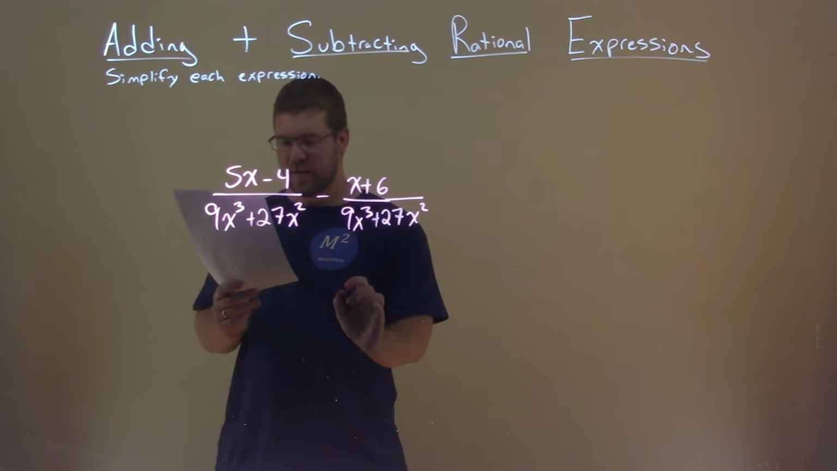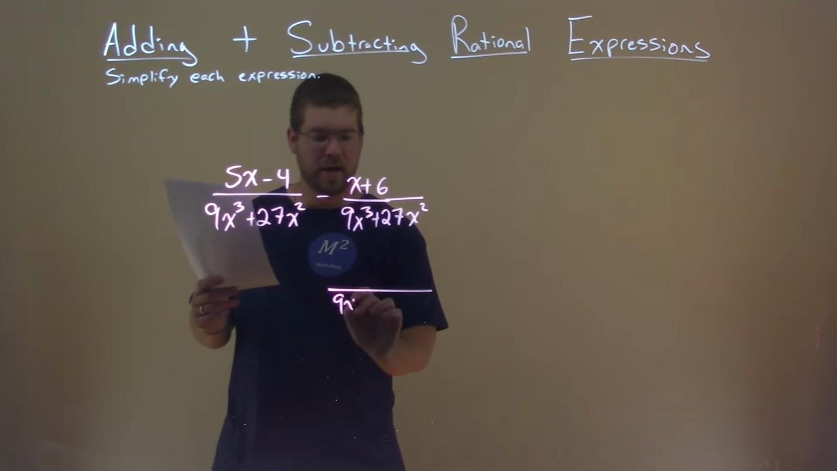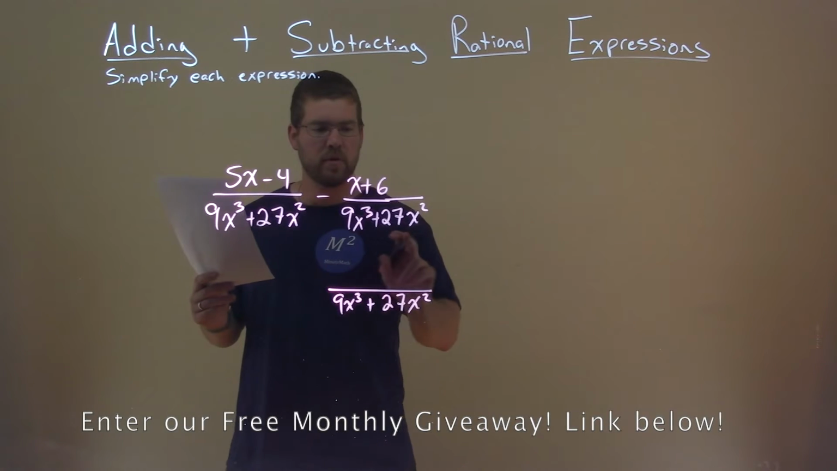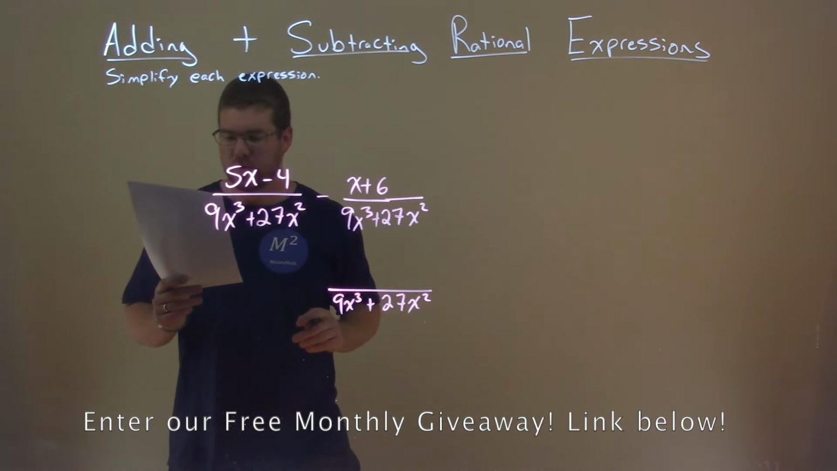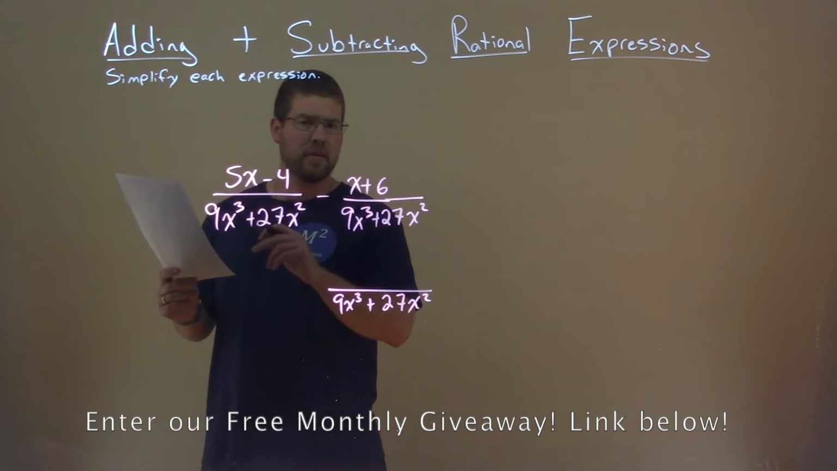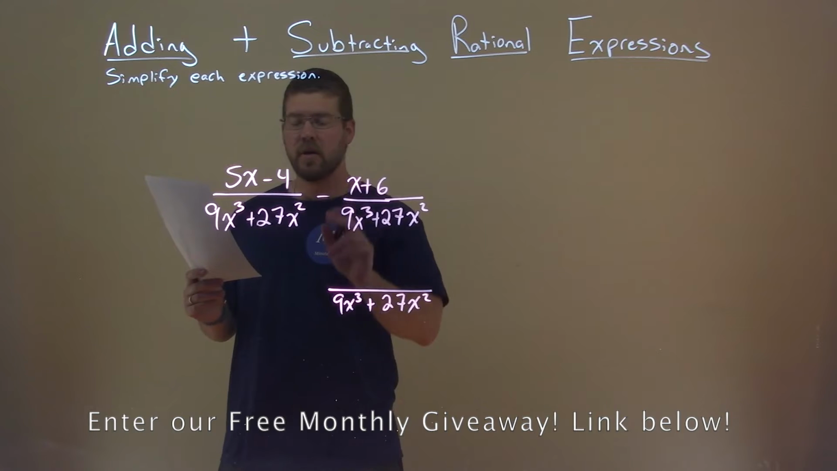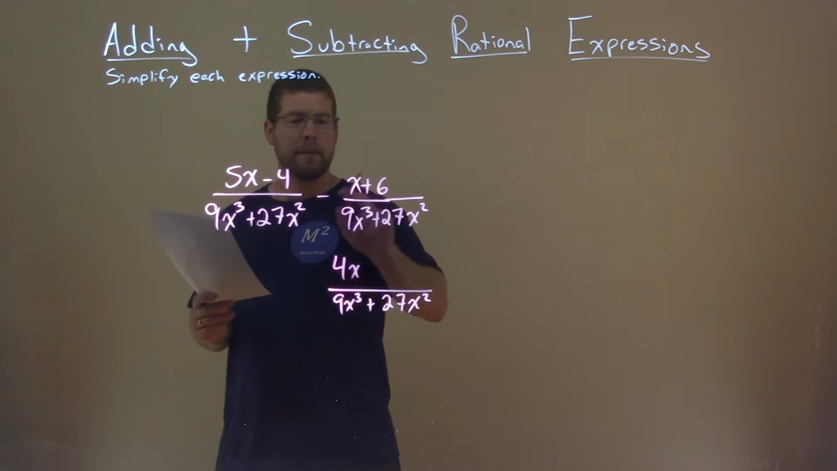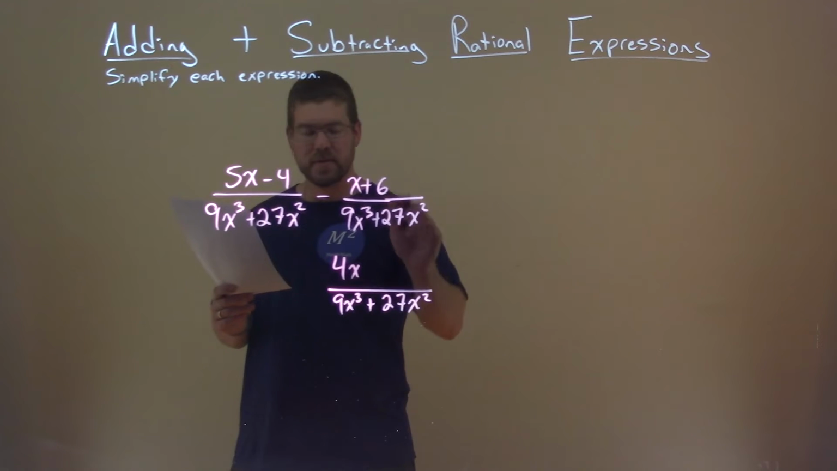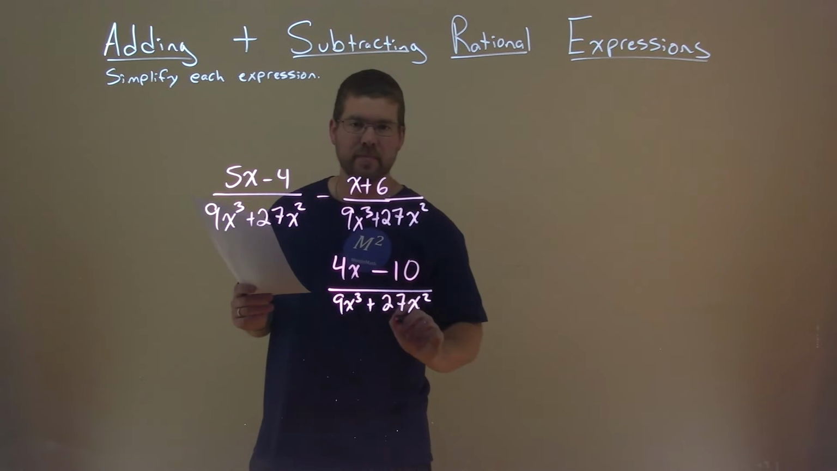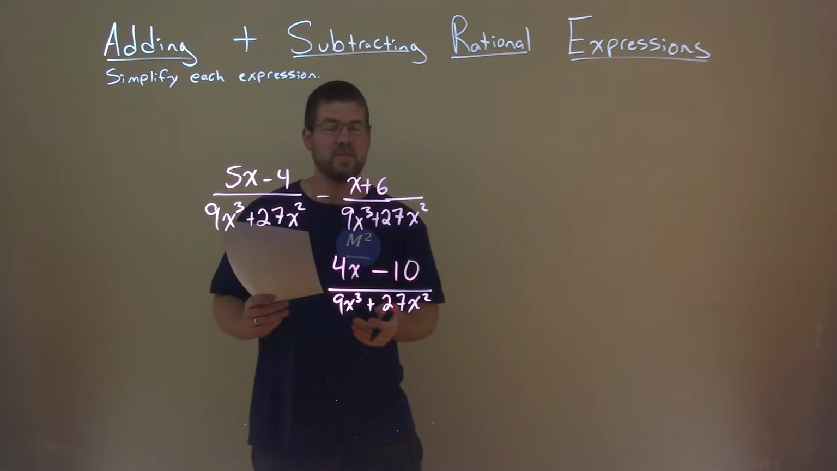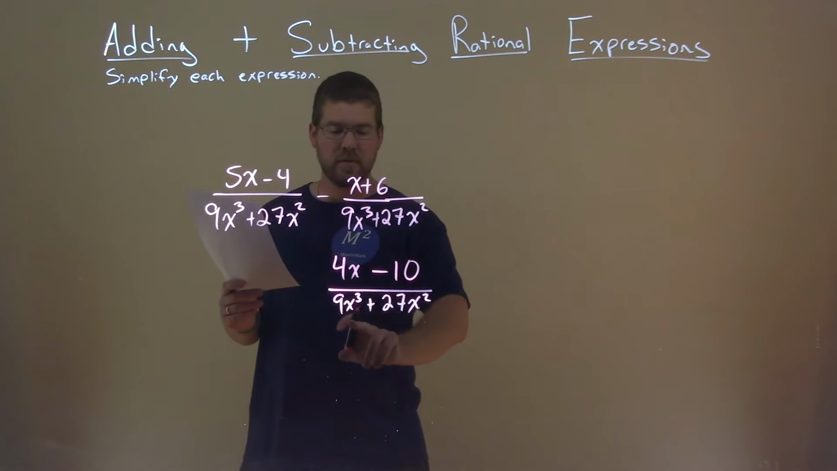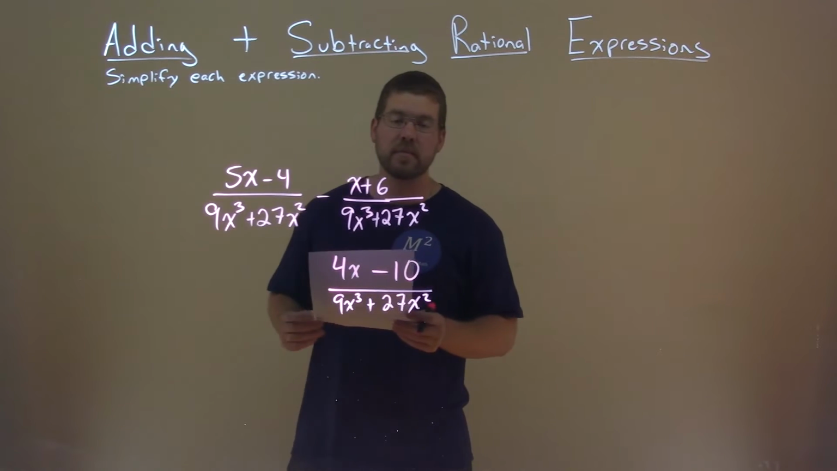So we have the same denominator of 9x to the third plus 27x squared for both of them. So now let's add the numerators. Well, 5x, we gotta do the like terms. 5x minus a 1x is a 4x. Negative 4 minus 6 is a negative 10. And that's it. There's nothing else we really can do to simplify this anymore. We have 4x minus 10 divided by 9x to the third plus 27x squared.